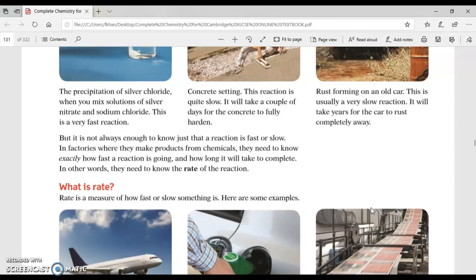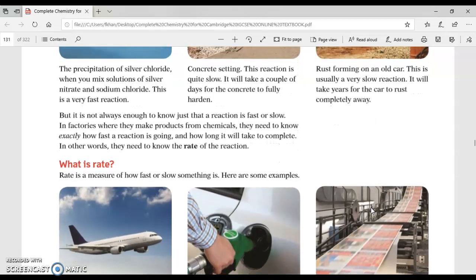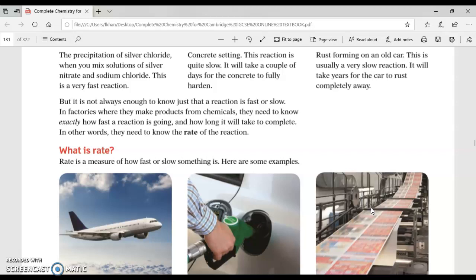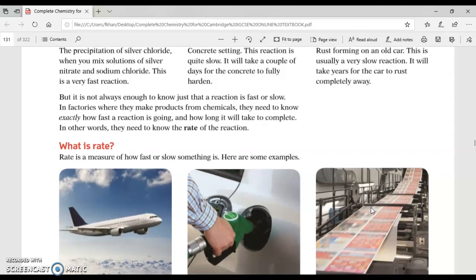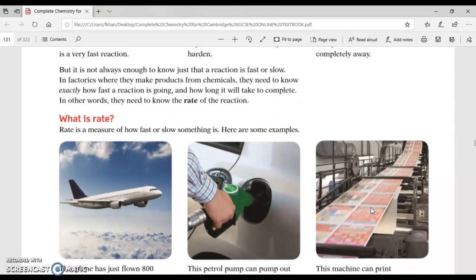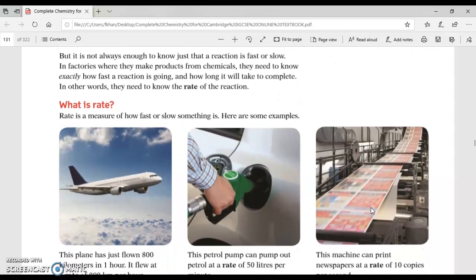But it's not always enough to know just that a reaction is fast or slow. Not in chemistry. In factories where they make products from chemicals, they need to know exactly how fast a reaction is going and how long it will take to complete. In other words, they need to know the rate of the reaction. Now, let's look at this term very clearly. Exactly how fast the reaction is going and how long it will take to complete. There's a very clear indication that we are looking at an aspect of time.